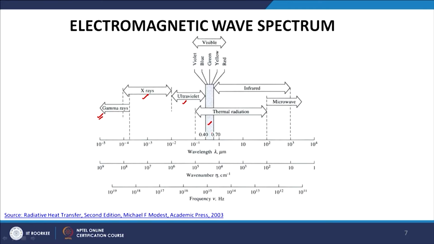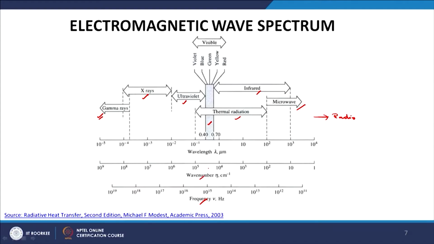Visible is a very short wavelength interval, starting from 0.4 micron to 0.7 micron. The most energetic visible photons are basically violet, and then they decrease in intensity. The red is the weakest visible radiation, and after red is all infrared. We have thermal radiation, infrared radiation, microwave, and further beyond microwave we have radio waves. So, we have classified the spectrum into different regions. The most energetic is gamma rays, and the weakest are radio waves.